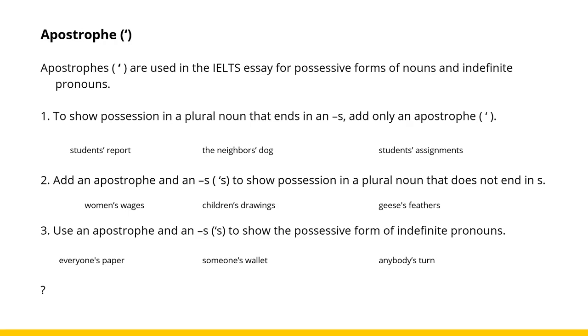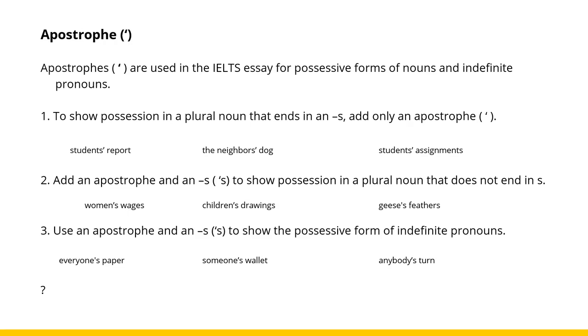The second one is quite different. Here we add an apostrophe and S, the letter S, to show possession in a plural noun that does not end in the letter S. For example, women is a plural form, and we add an apostrophe and also the letter S. So women's wages, children's drawings, geese's feathers. So this is the second way of using the apostrophe.